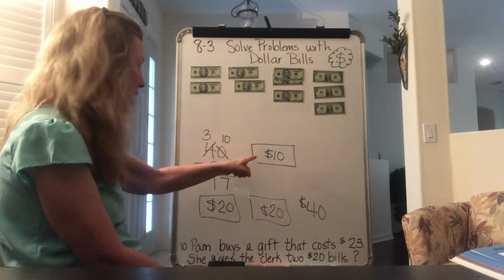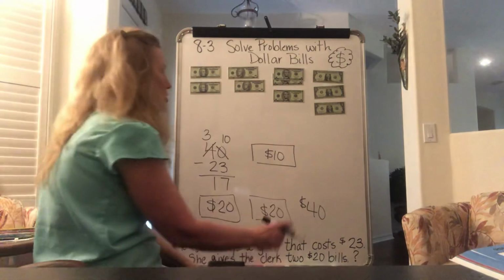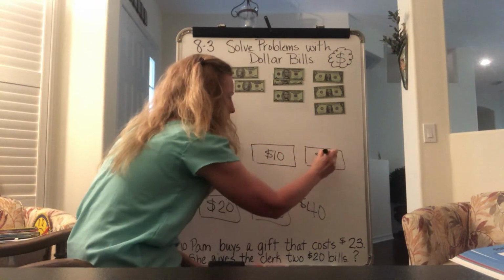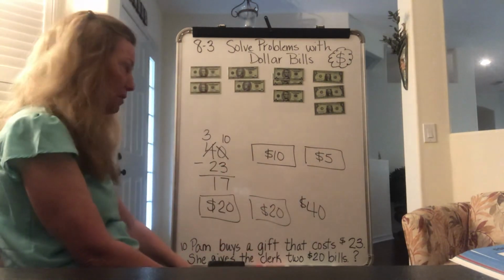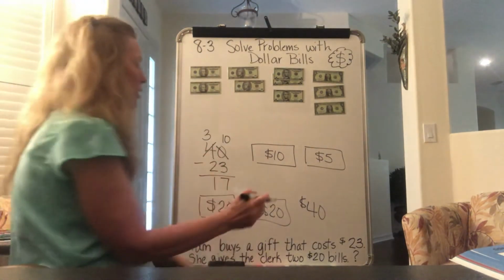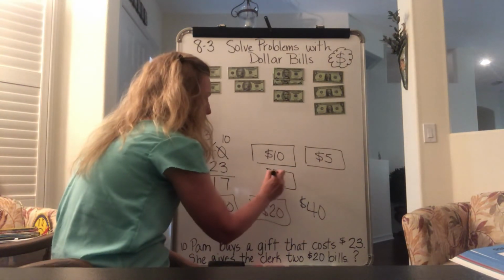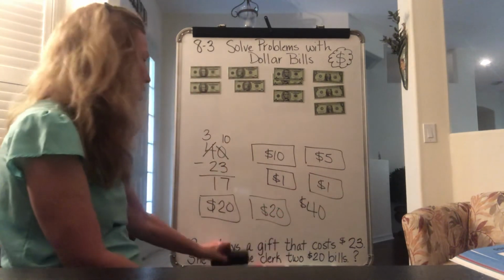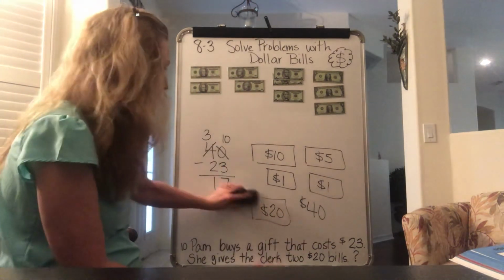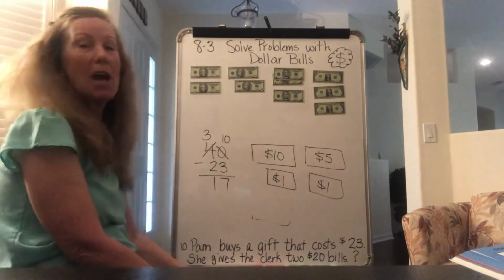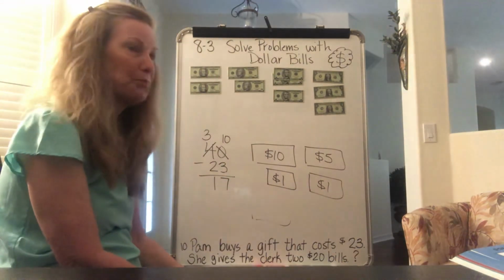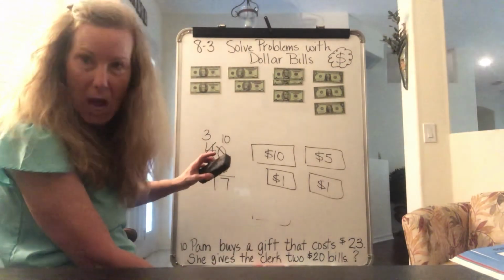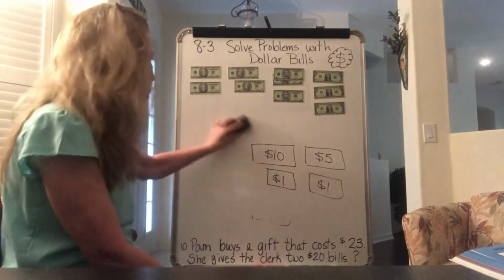Can I do another 10? No, because that would be 20. So then I'm gonna try a 5. If I had a 5 plus 10, yes, 15, I'm almost there. And naturally I know what's next. And then $1, 16, and then another $1, 17. So those are my bills, boys and girls, that I would get back as my change. Now that one was number 10, and that one was a hot one, your higher order thinking one, okay?